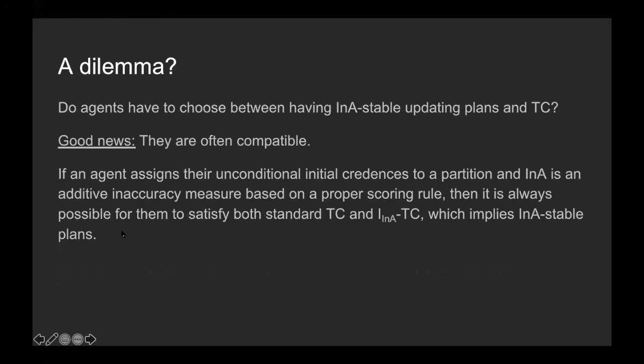So that's that. And now we have these two different ways of thinking about tolerant conditionalization. There's the accuracy-based way, where we say it's good to have these stable updating plans, and we still have our original version of tolerant conditionalization that was based on the standardized Dutch book measure that we introduced. So we were wondering, are they compatible or not? And the good news is that we found that they are often compatible. Especially in the case where the agent assigns their unconditional initial credences to a partition, and our inaccuracy measure is an additive one based on a proper scoring rule, then it's always possible for the agent to satisfy both our standard tolerant conditionalization that we introduced earlier and to have these stable updating plans according to this accuracy-based definition.